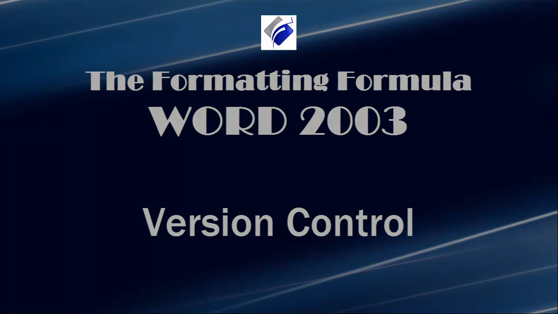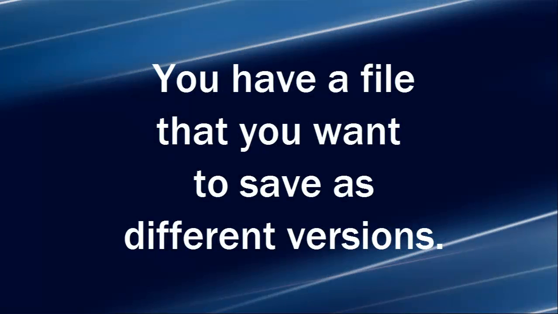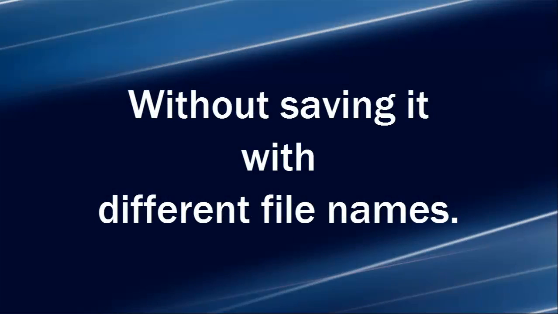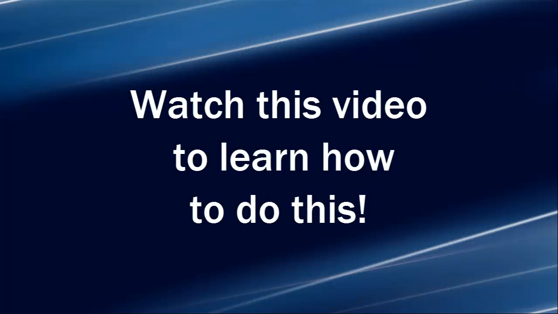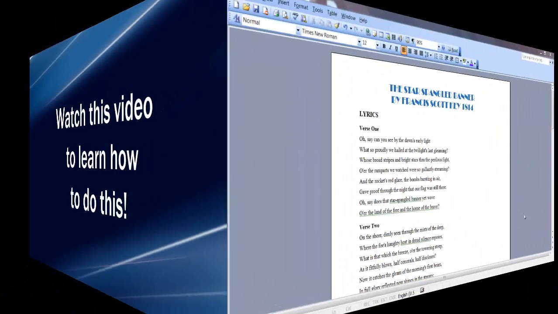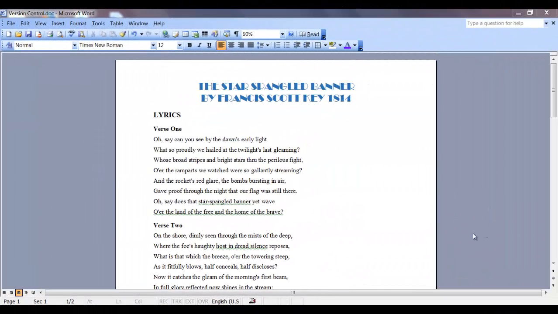Here's the scenario. You have a file that you want to save as different versions without saving it with different file names. You can do this in Word 2003 with the versions command. Watch this video to learn how to do this. You have a document open, and now you would like to save it as different versions of the same file.